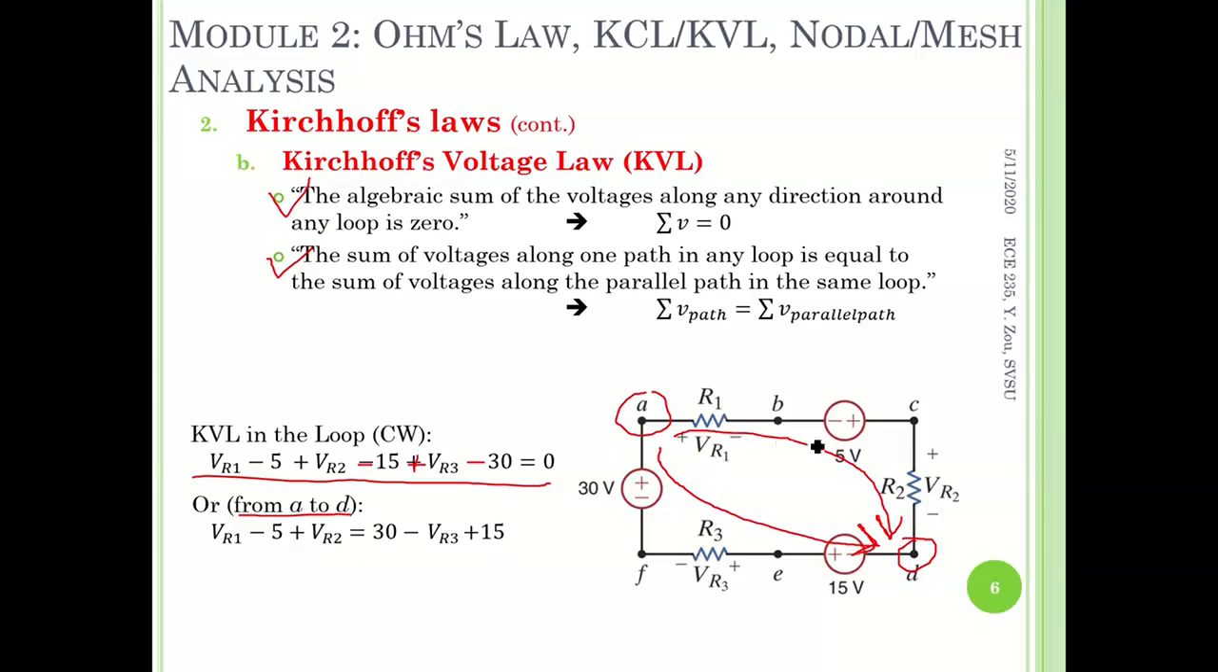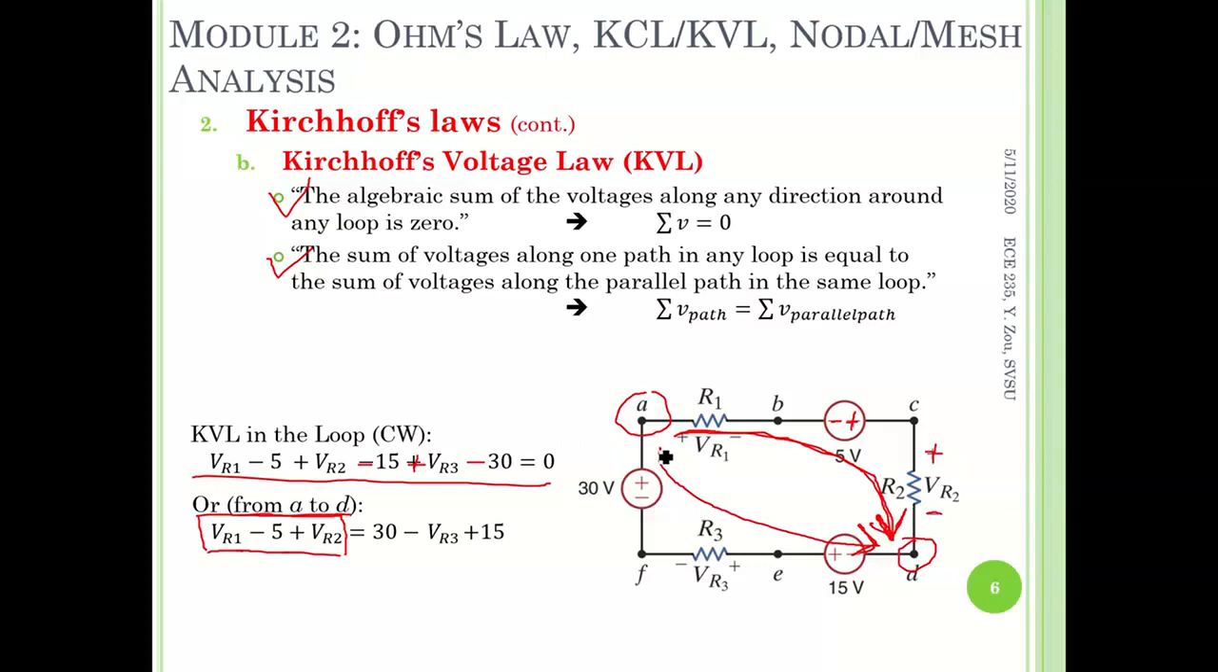For this path up here, we come across positive, negative VR1, so positive VR1, as well as the 5 volts. Again, with 5 volts we come across the negative first, followed by positive, so it's negative 5. The last one from A to D along this path is VR2. We come across positive first, followed by negative, so positive VR2. This is the total voltage along this particular path and this particular direction.